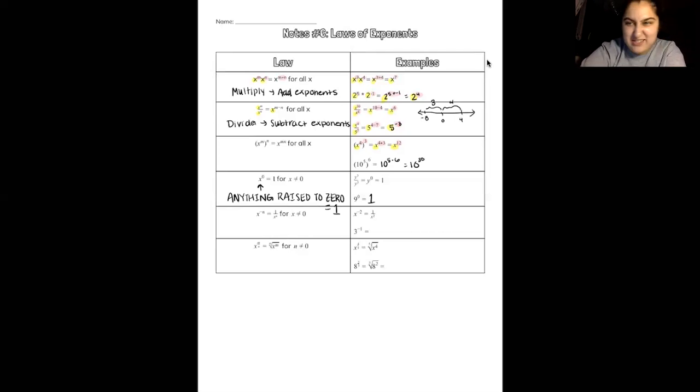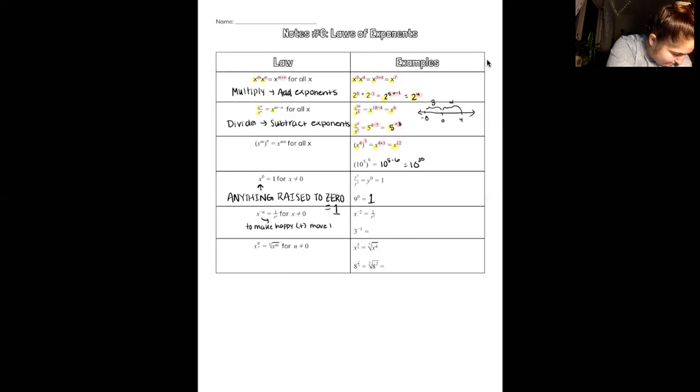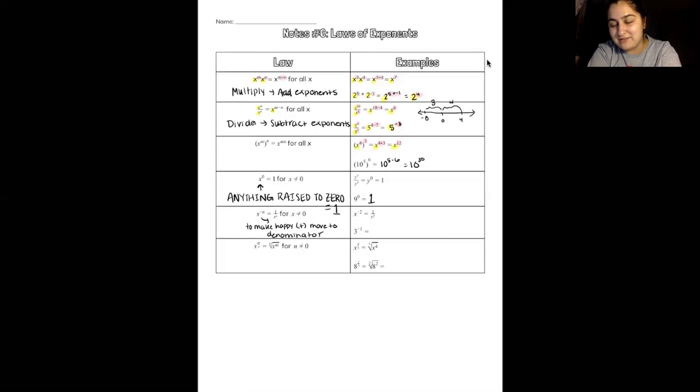And then our next rule is kind of just like more of a notation rule. So if I have x raised to a negative exponent, that's just really saying 1 over x to the exponent. To make this happy, we have to move it down to the denominator. So in that example, we can say I have x to the negative 2. That's just the same way as saying 1 over x squared.